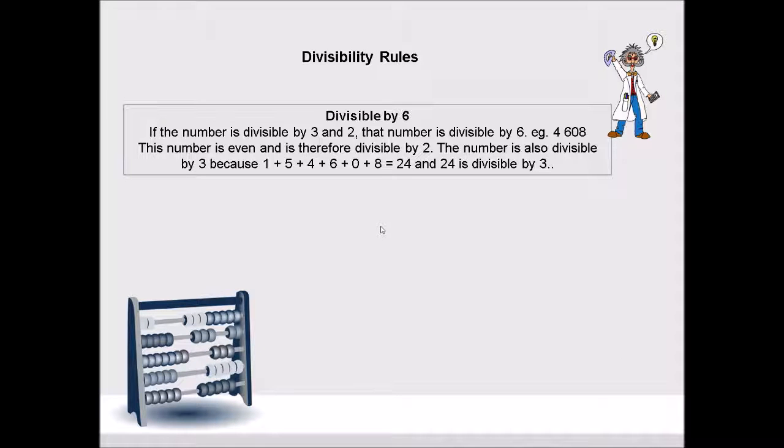The rule for 6, if the number can be divided by 3 and 2, that number is divisible by 6. Example, 4608, the number is even and is therefore divisible by 2, and is also divisible by 3 because if you add up the digits 4 plus 6 plus 0 plus 8, we get 18, and we know 18 can be divided by 3.